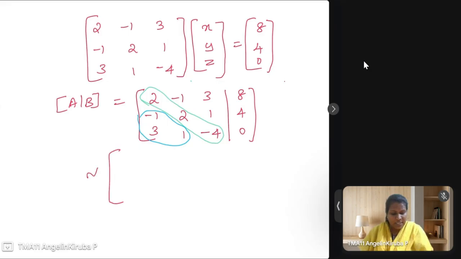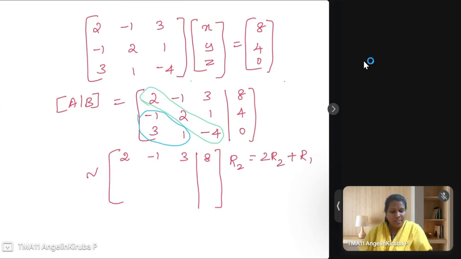What transformation can we do now? We write the first row as it is, since we are not going to touch the first row now. Coming to the second row, R2: 2 times R2 plus R1 we can do. That is minus 2 plus 2, so it will become 0. 4 minus 1, so it will become 3. And this is 2 plus 3, it will become 5. And this is 16: 4 2s are 8, 8 plus 8, it will become 16.